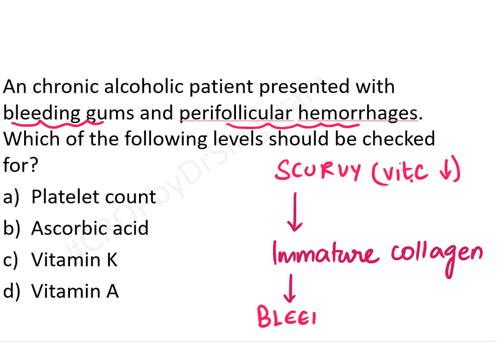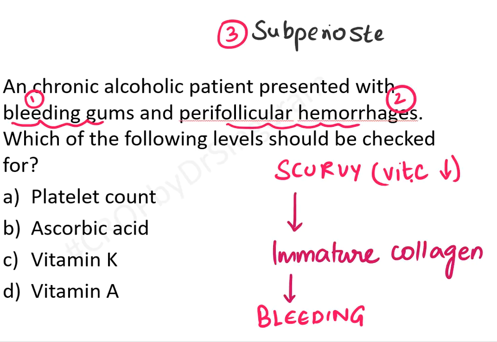There are some characteristic bleeding manifestations which you encounter in case of scurvy. One is the bleeding from the gums. Second is the perifollicular hemorrhage. Third is a very important point: it is subperiosteal hemorrhage also. So what happens?